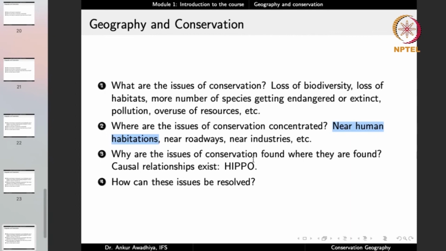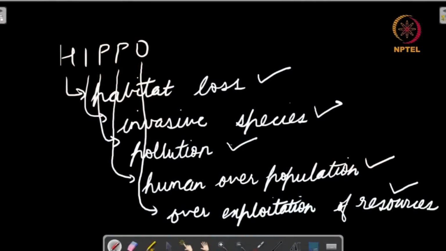If you ask the question, why are the issues of conservation found near the roadways? Now, near the roadways, what do you find? Do you have a loss of habitat near the roadways? Yes, because to make the roads, you had to cut down certain trees. So there is a loss of habitat. There is also a fragmentation of the habitat because of the road. Now, do roads result in pollution? Yes, they do result in pollution, especially air pollution and noise pollution.